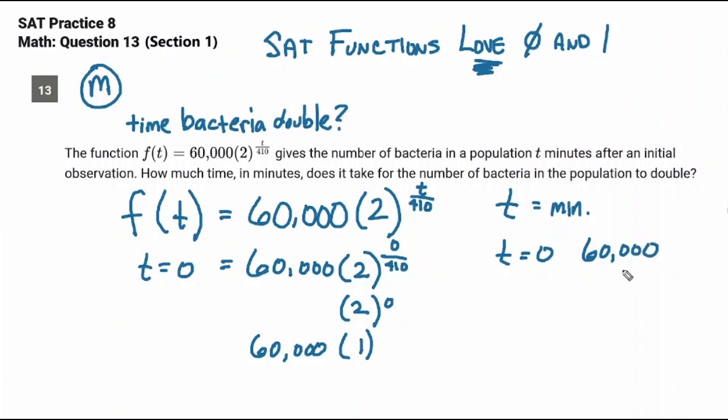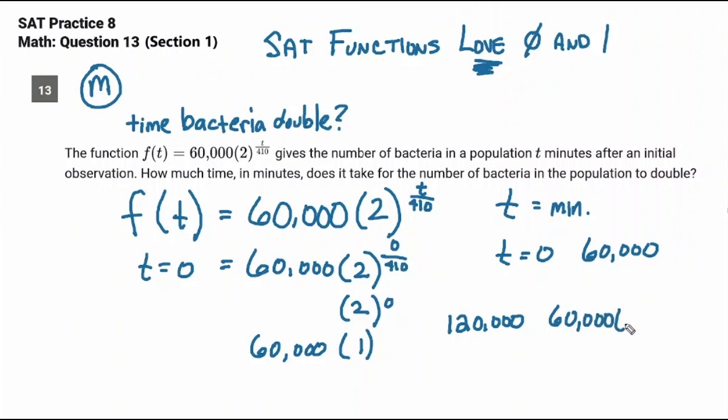60,000 what? 60,000 bacteria. What is 0 minutes? 0 minutes is when you start. That's the initial observation. So at the initial observation, you have 60,000 bacteria. What are you trying to get to? You're trying to get to 120,000 bacteria because you're trying to get it to double. All right, let's just run the function again. I'll do it over here, kind of running out of space.